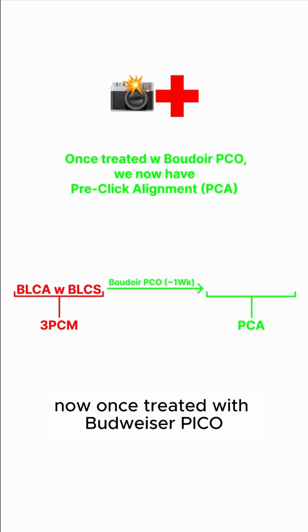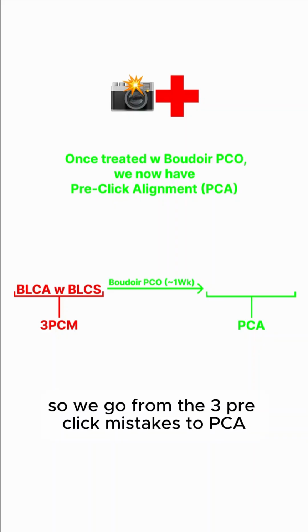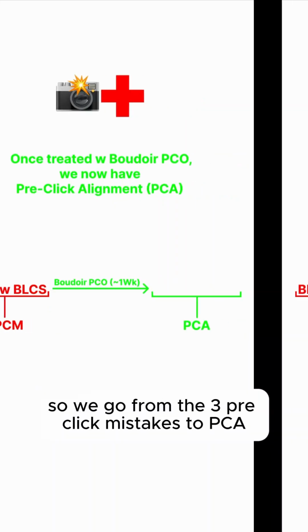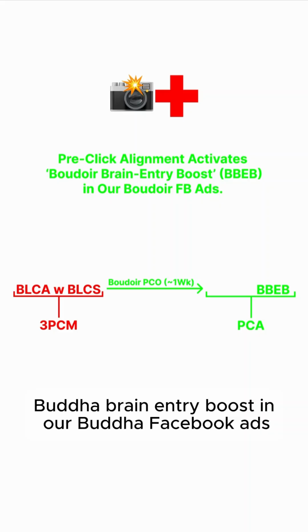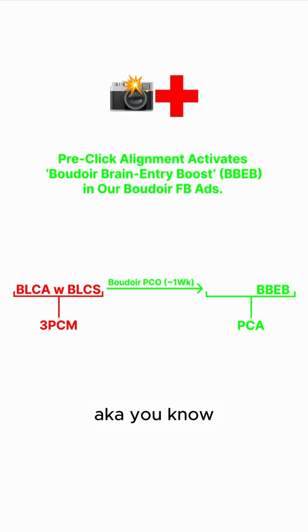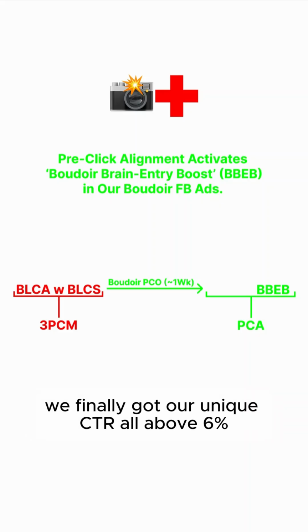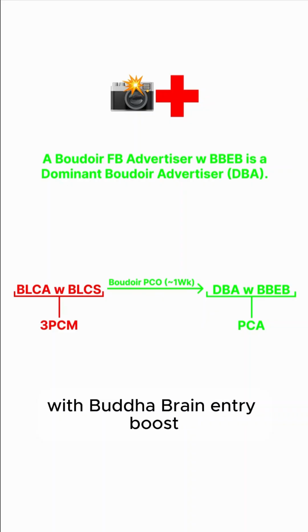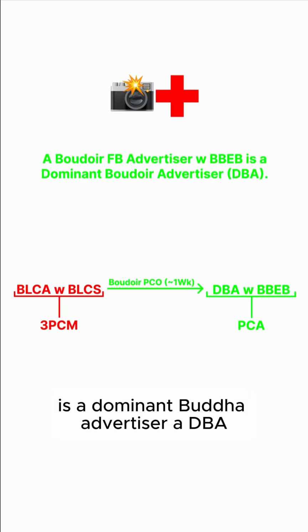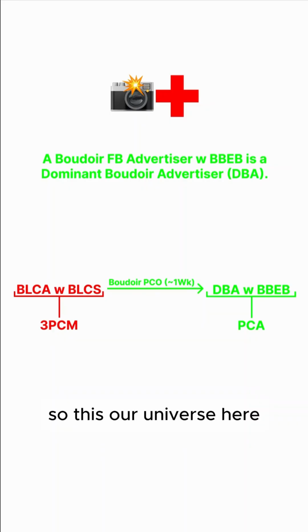Now, once treated with Boudoir Pico, we now have pre-click alignment, PCA. So we go from the 3 pre-click mistakes to PCA. And pre-click alignment activates Boudoir Brain Entry Boost in our Boudoir Facebook ads. AKA, we finally got our unique CTR all above 6%. And a Boudoir Facebook advertiser with Boudoir Brain Entry Boost is a dominant Boudoir advertiser, a DBA. So this is our universe here.